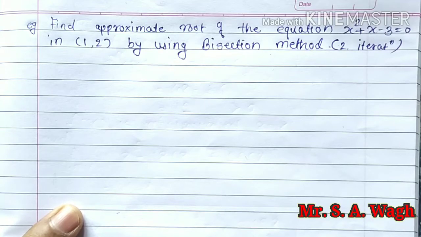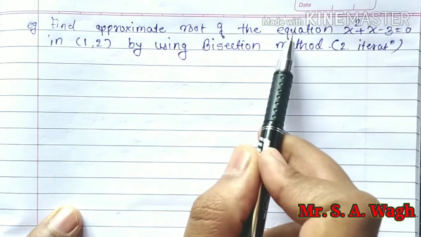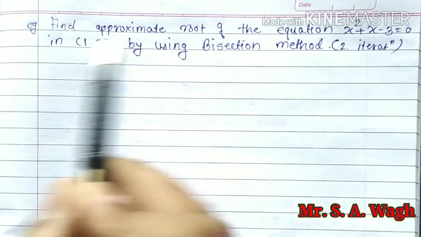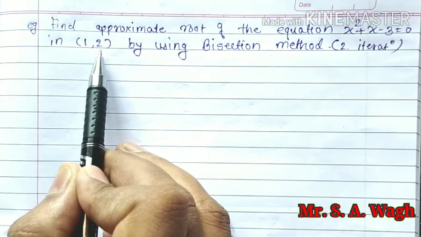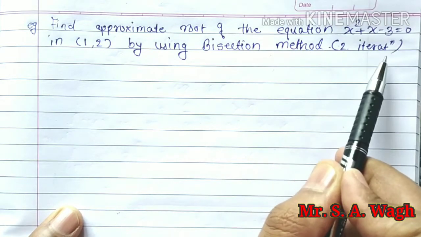The title is bisection method. Here we consider one example. Find approximate root of the equation x square plus x minus 3 equal to 0 in 1, 2 by using bisection method, calculation up to 2 iterations.